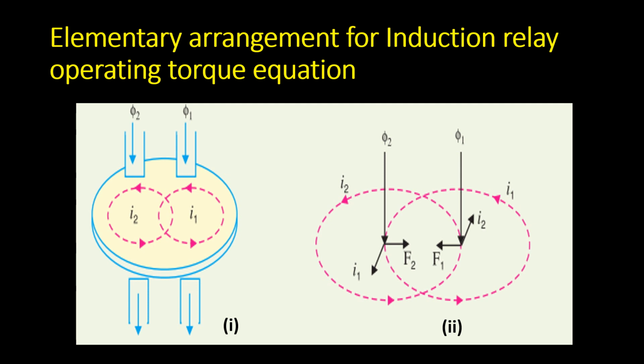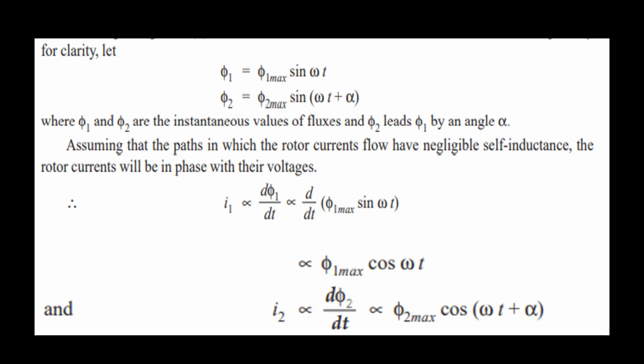In the second diagram, it is somewhat more modified, in which flux phi1 and phi2 are represented. These two AC fluxes phi1 and phi2 have a phase displacement of an angle alpha, which produces eddy currents I2 and I1 respectively. The current lags the respective fluxes by 90 degrees. It is already shown in the elementary diagram.